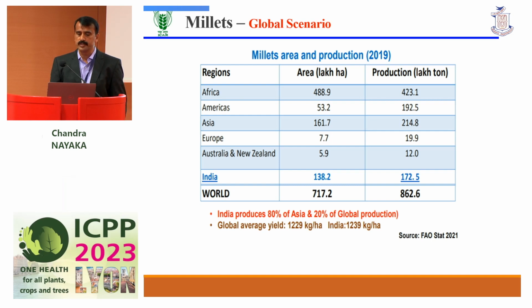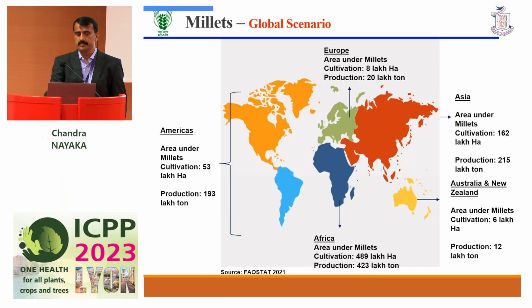So coming to the global scenario, India contributes 80% of Asia's millet production and 20% of global production. The average global yield is around 1229 kg per hectare. In India, it is 1239 kg per hectare.